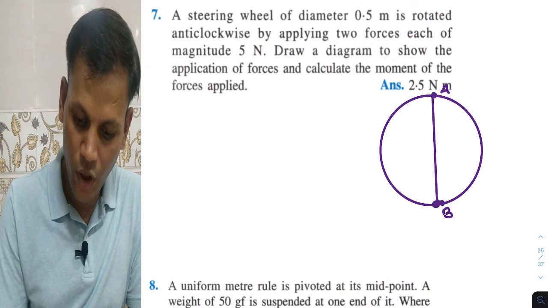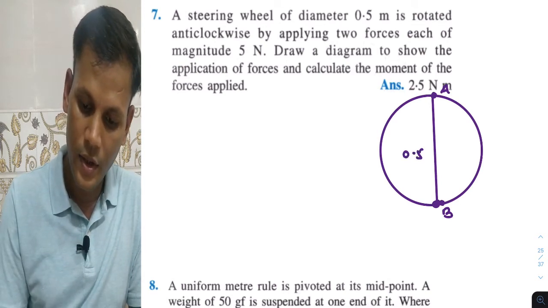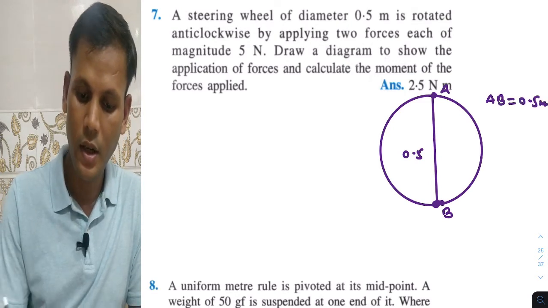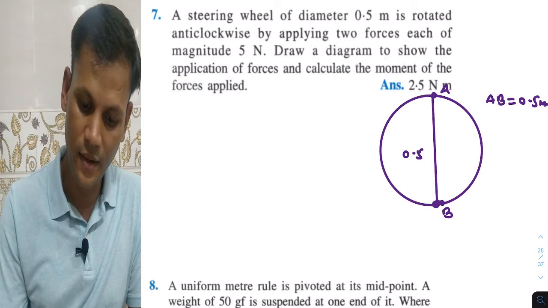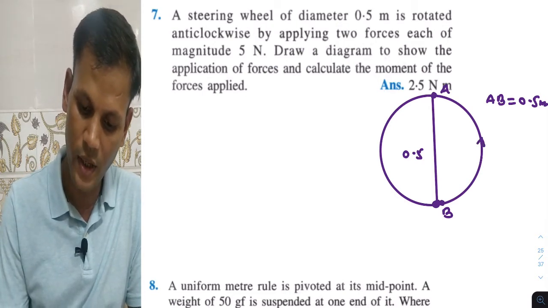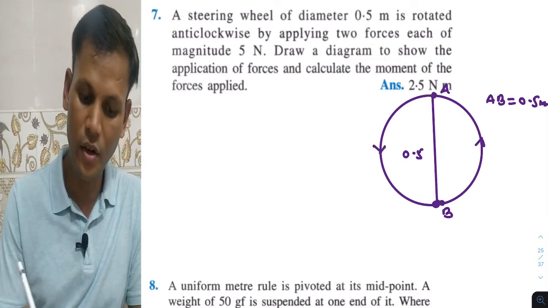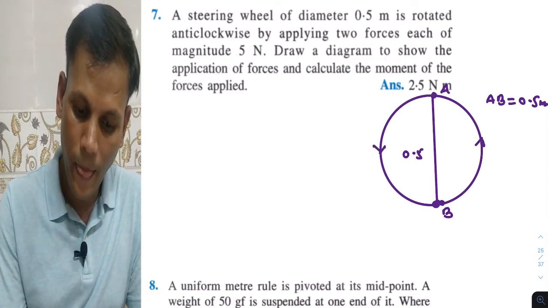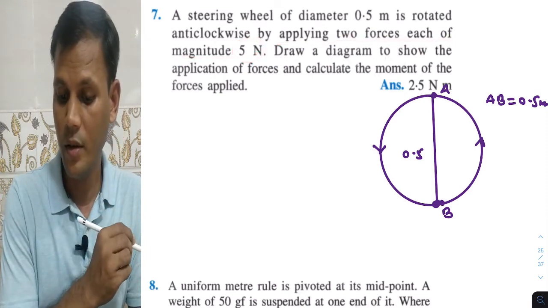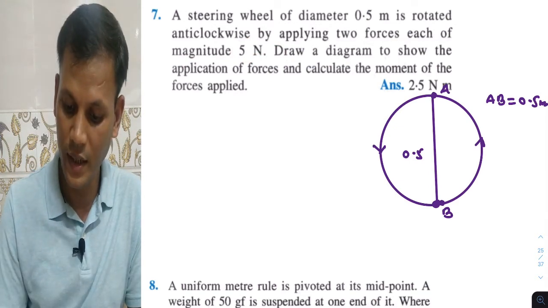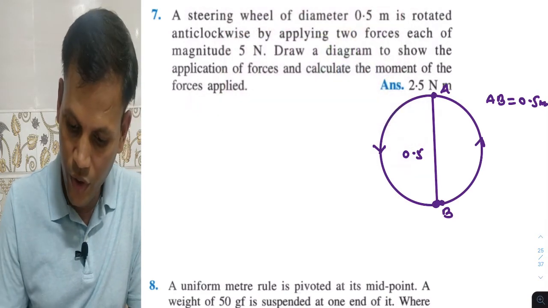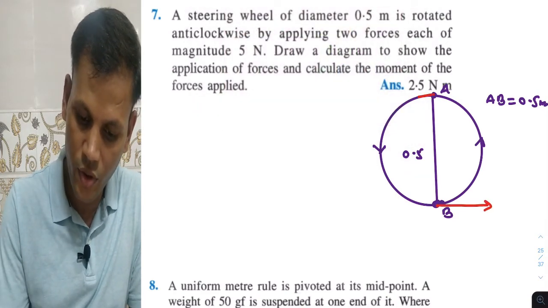Diameter is 0.5 meter. So AB is 0.5 meter. The wheel is rotated anti-clockwise like this, by applying two forces each of magnitude 5 Newton. Two forces are there. One force is in this direction, and another force is in the opposite direction.